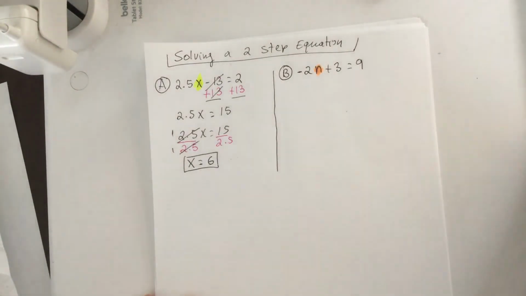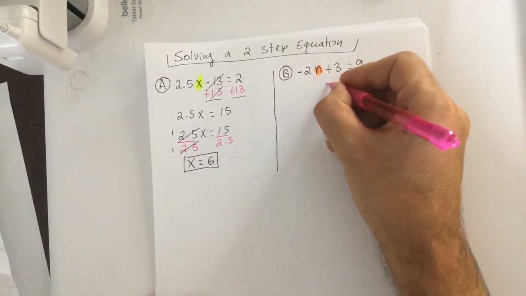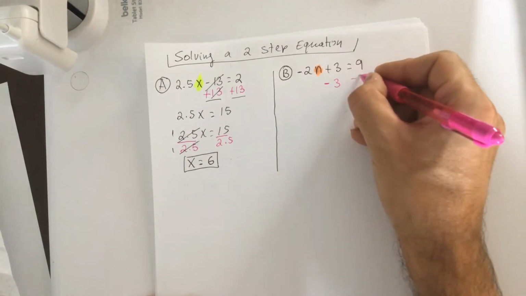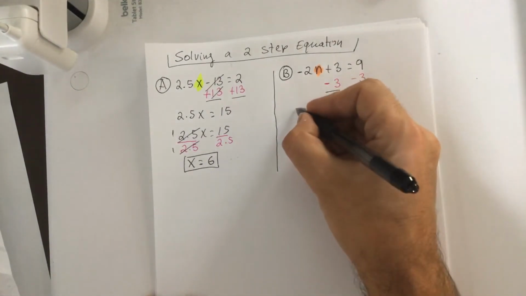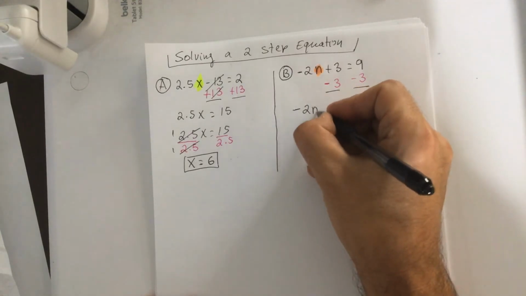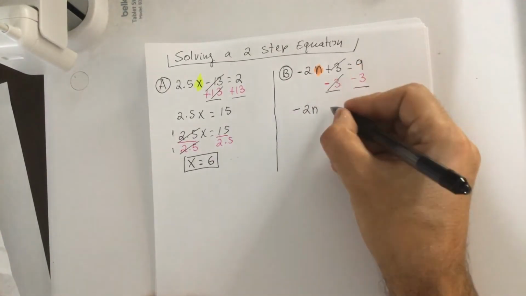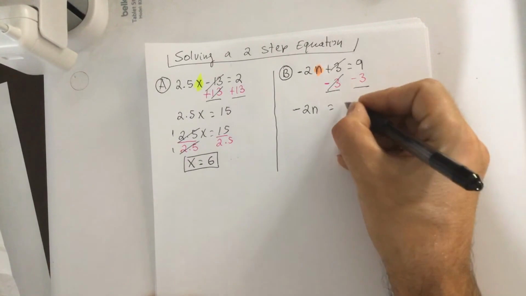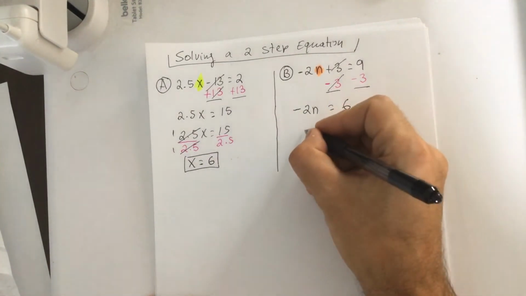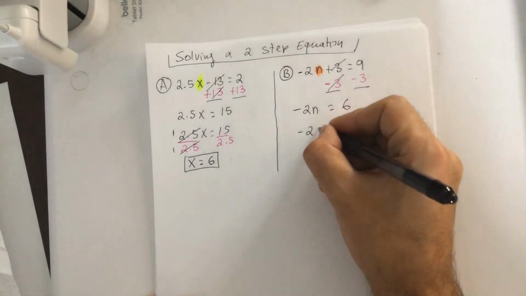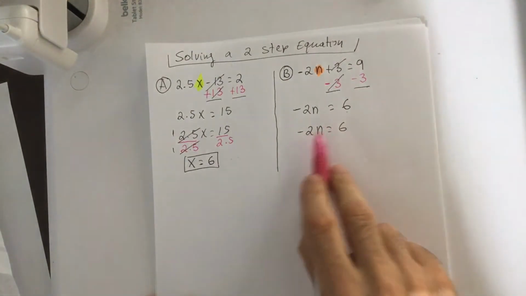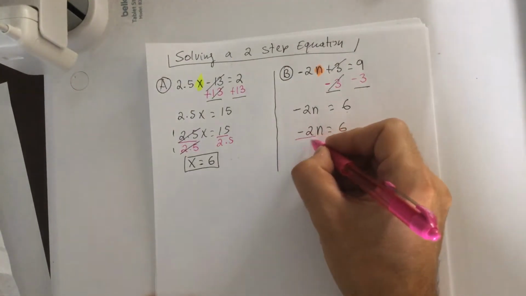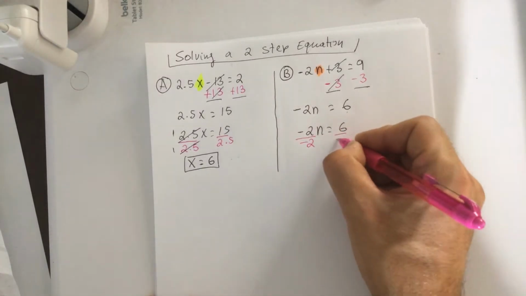So again, in this case, we're gonna be subtracting 3 from both sides of the equation. So we got negative 2n, 3 minus 3 cancel each other, so 9 minus 3 is gonna be equal to 6. Then we got negative 2n equals 6, and we gotta do the opposite of multiplication here. We gotta divide both sides by a negative 2.